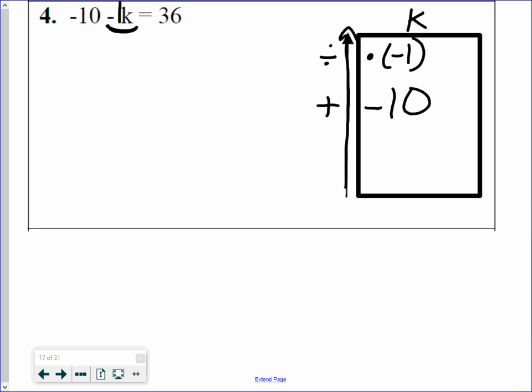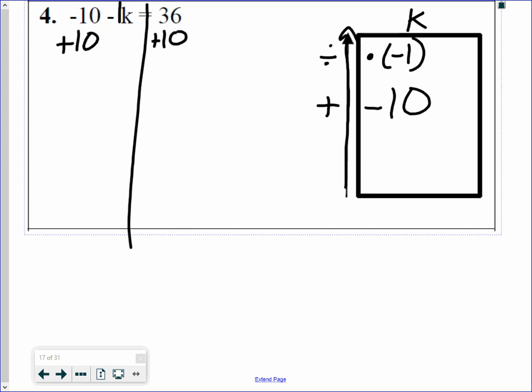So let's do what the box says. Let's draw my line here. Let's erase that smiley face kind of looking thing there. Draw my line here, and we'll say add 10 to both sides is the first step. So plus 10, plus 10. Here we go. Those cancel. Yeah, negative 10 plus 10 goes to 0, right? I'm left with a negative 1k equals 46.